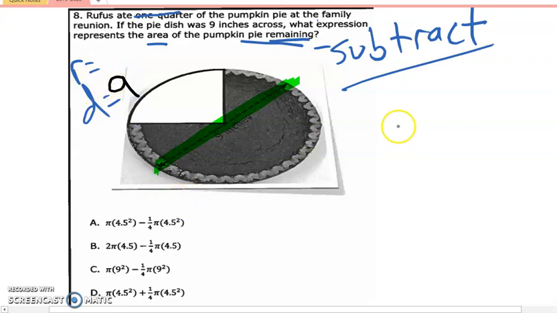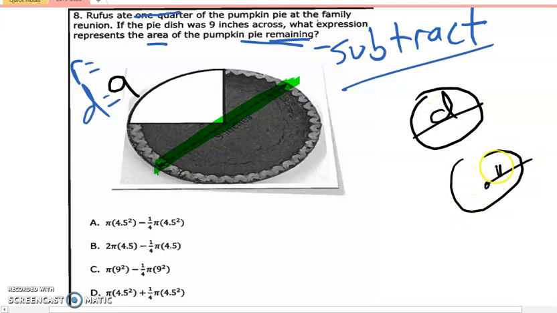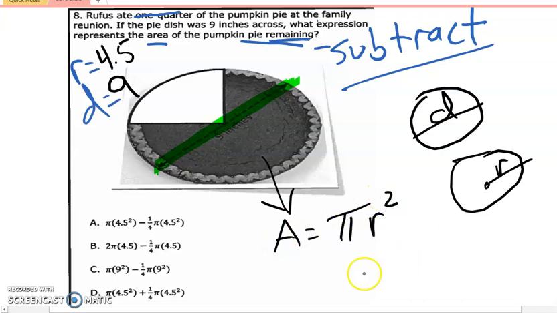Well, don't forget, if this is the diameter, the radius is half of the diameter. So if the diameter is 9, half of that is 4.5. And don't forget the equation for the area of a circle is this: pi times radius squared, or pi times radius times radius. As you can see, we're not using diameter, we're using the r. You have it right here.